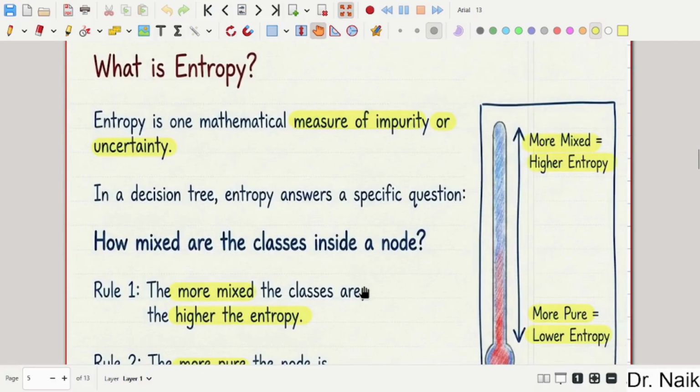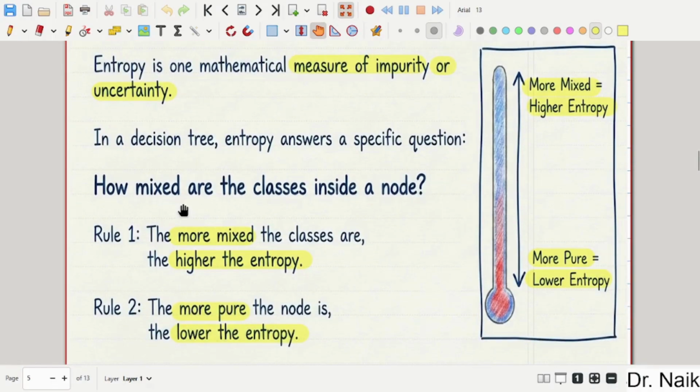Now understand what we mean by entropy. Entropy means a measure of impurity or uncertainty. In a decision tree, impurity answers a specific question: how mixed are the classes inside a node? So if the classes are more mixed, then it has high entropy. And if the classes are more pure, then the node has lower entropy. So entropy means the measure of impurity.